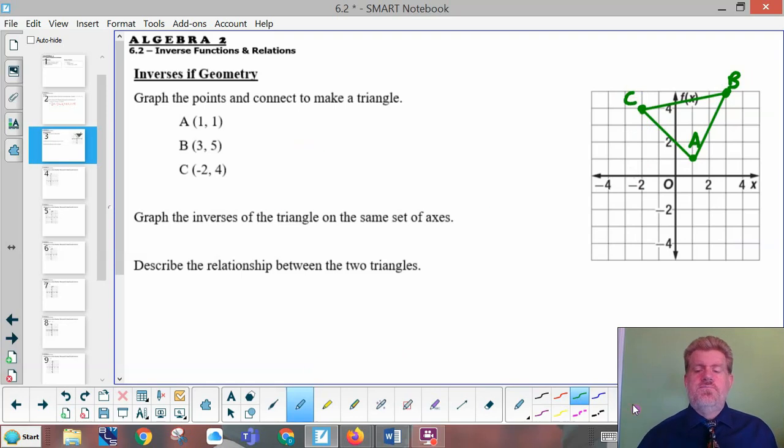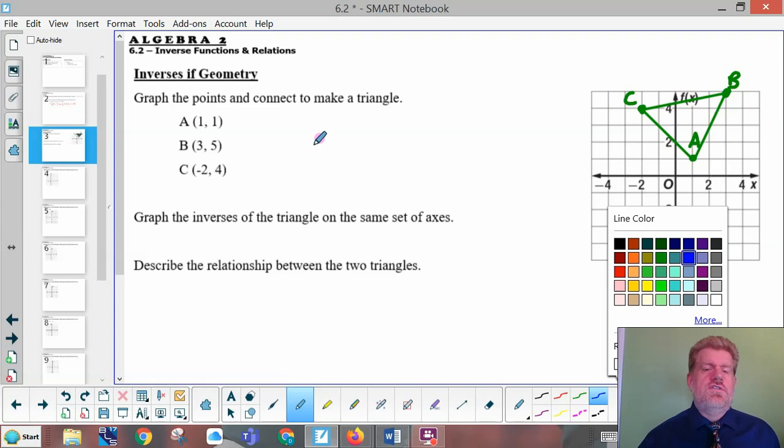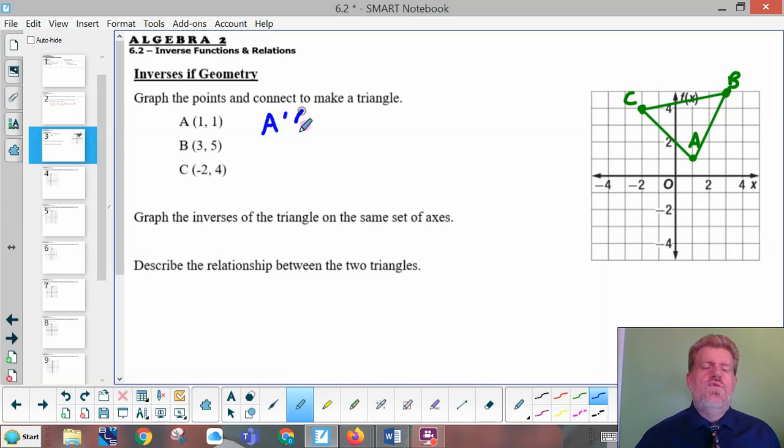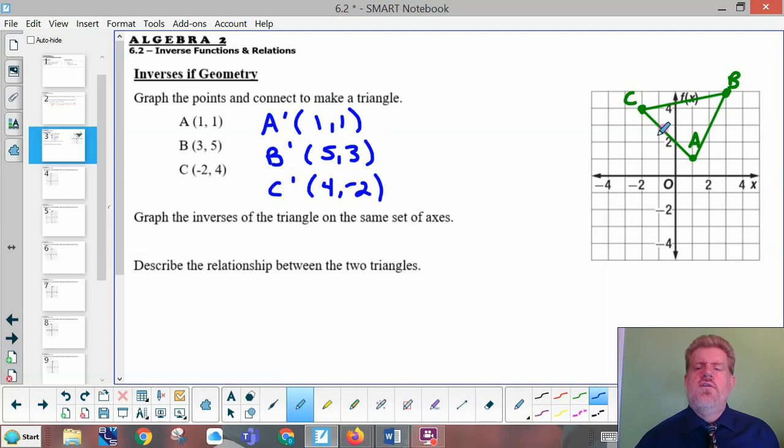So let's take this, and now let's do the inverse of those points. So we're going to create a new point A, which is still (1, 1). A new point B, which will be (5, 3). And a new point C, which will be (4, -2). And let's graph those. (1, 1), as expected, is the same point. (5, 3) will be up here, the new B, as we say. And (4, -2) down here, the new C. And the new A is right here.